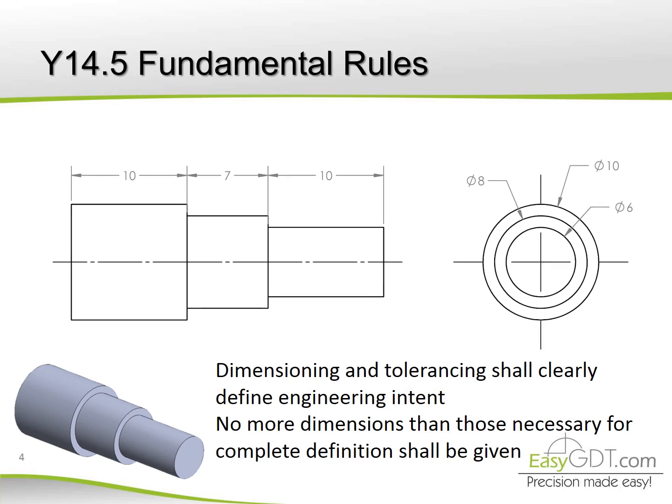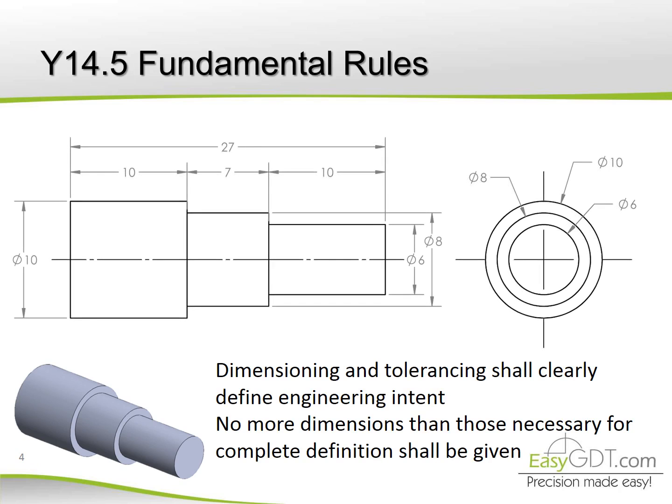Dimensioning and tolerancing shall clearly define engineering intent. No more dimensions than those necessary for complete definitions shall be given. Here we have the opposite case. Now we see repeated dimensions in the views, which can create conflicts.